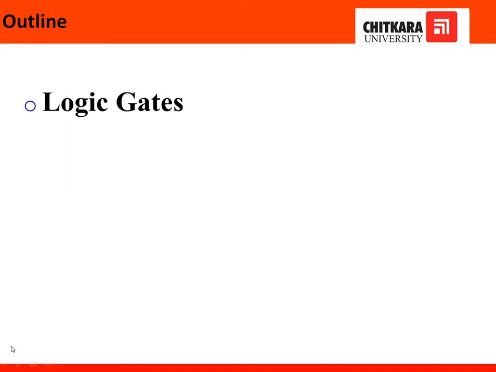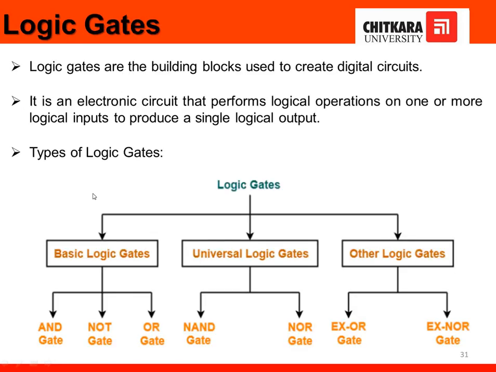Hello everyone. In today's class, we will be having a discussion on logic gates. Logic gates are the basic building blocks to create digital circuits. They perform logic operations and are of three types. One type is the basic logic gate, another is the universal logic gate, and the third is the other logic gates.